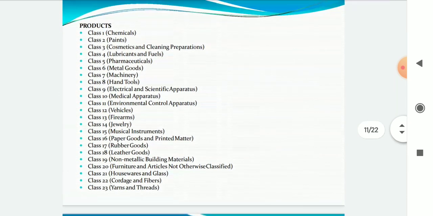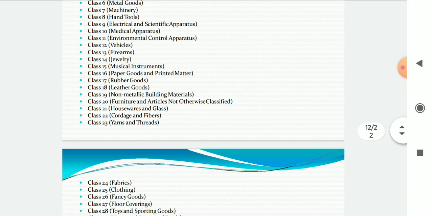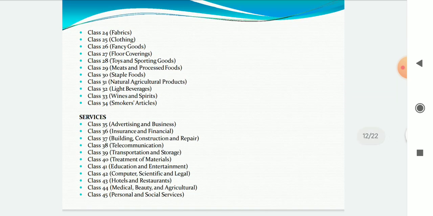You see, for product purposes, class 1 to class 23: chemicals, paints, lubricants, pharmaceuticals, hand tools, vehicles, jewelry, paper goods, rubber goods, yarns and threads. It is the product class from class 1 to class 23. Then class 24 to 34 in product classes: fabrics, clothing, fancy goods, floor coverings, toys and sporting goods, meats, staple foods, smokers' articles, etc.